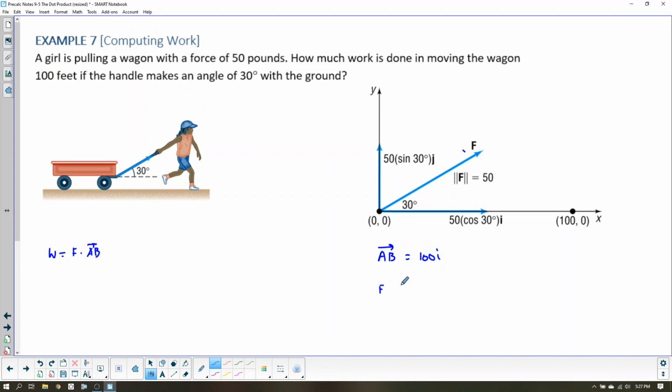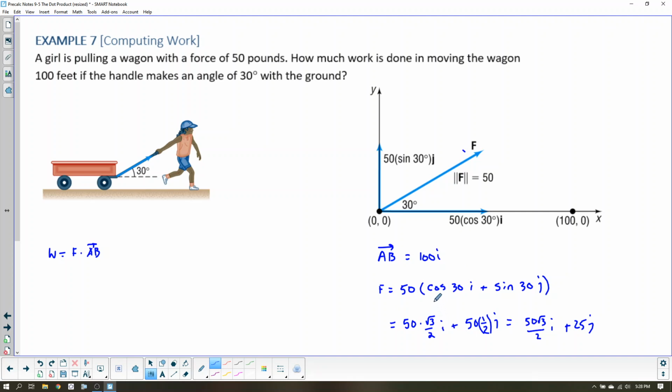And then we can write down what F is. The vector for F is the magnitude of F, which is 50, multiplied by the unit vector that represents the direction, meaning cosine 30 i plus sine 30 j. Right? We've got the magnitude times the unit vector that has the same direction as F. Okay, so we just need to do the dot product with these. I guess we can simplify this one first, so let's do that. So this would be 50 times cosine of 30, which is radical 3 over 2, i plus 50 times sine of 30, which is going to be 1/2, j. So we've got 50 radical 3 over 2 i plus 25 j.